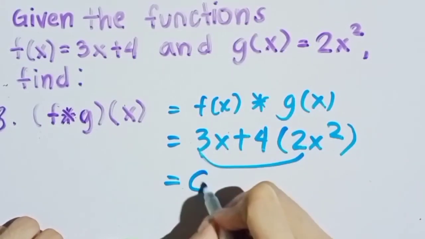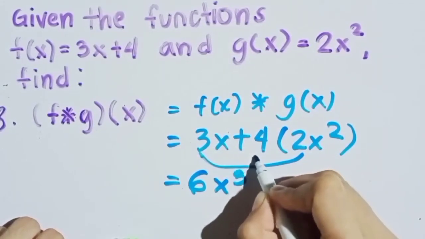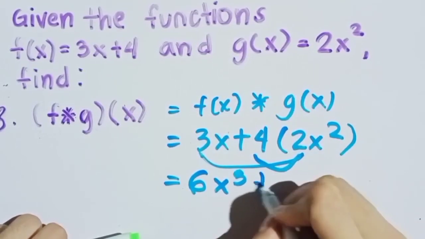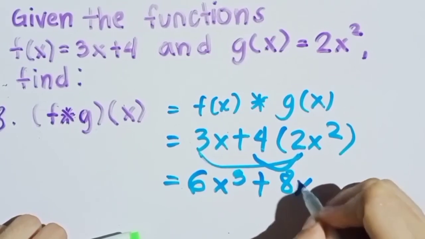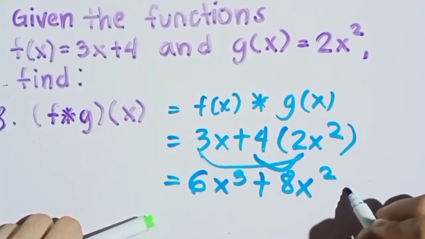Ang sagot natin ay 6x raised to 3. Then, ito, 4 times 2, ang sagot natin ay 8. So, positive 8 plus 8x raised to 2. So, ito na yung sagot natin for number 3.